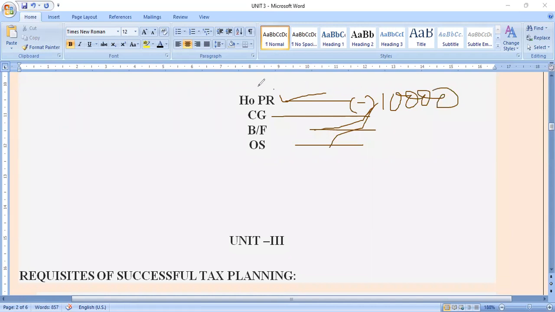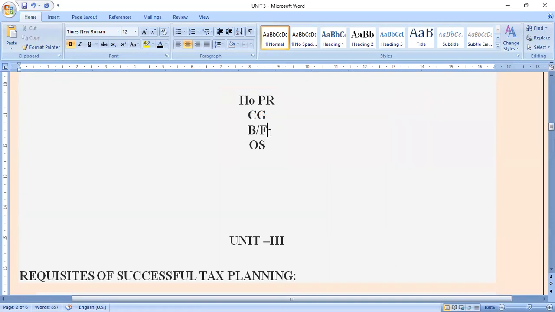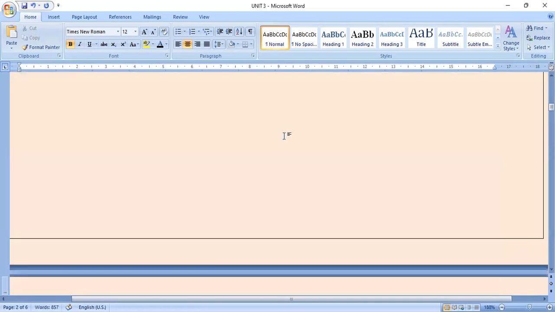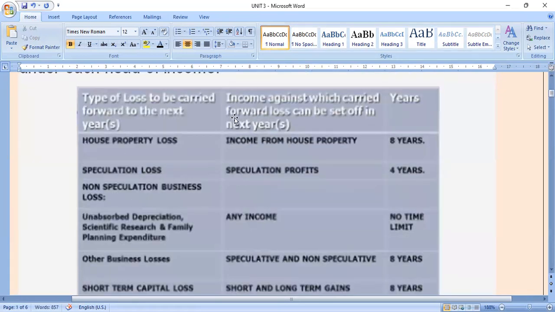Set off means: can loss from one head be set off against the profit or income of other heads? That question will be answered by set off. This is what the rule says: house property loss can only be set off against house property profit only. You cannot set it off under any other incomes. Please remember. This is what you mean by set off.